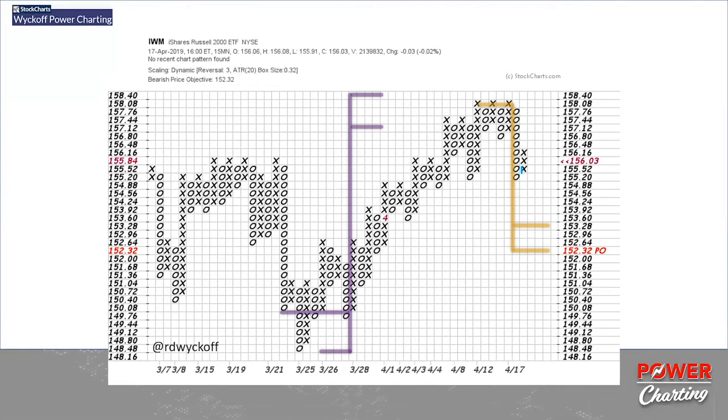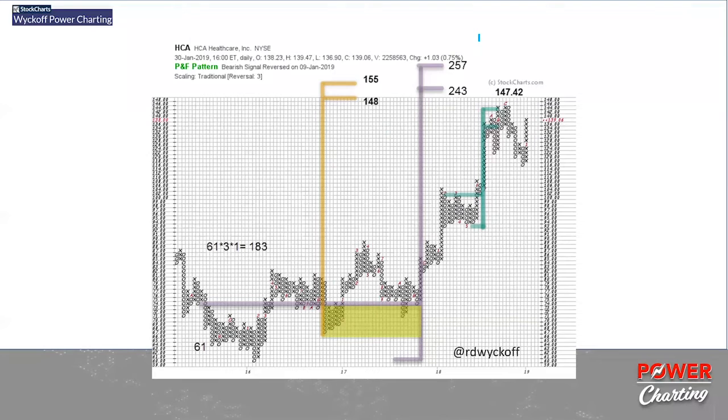Well, it's possible that two things are at work here. One is this could be reaccumulation for another run up, or it could be a bigger distribution for a bigger decline. If it ends here and it falls out of this range right from where we are, it has a countdown to 153.60, 152.32 area. And so this could be the extent of it, but we're not out yet. And so there's the potential for more work to be done. This is a really interesting case study.